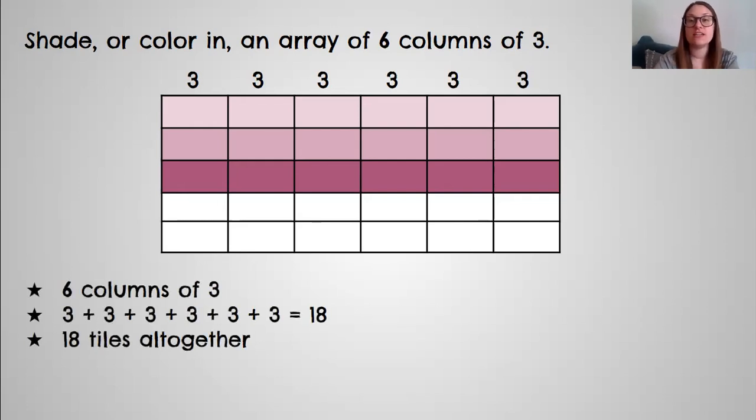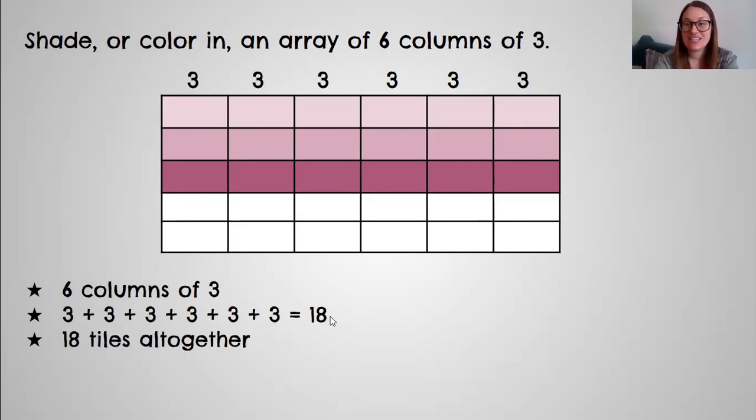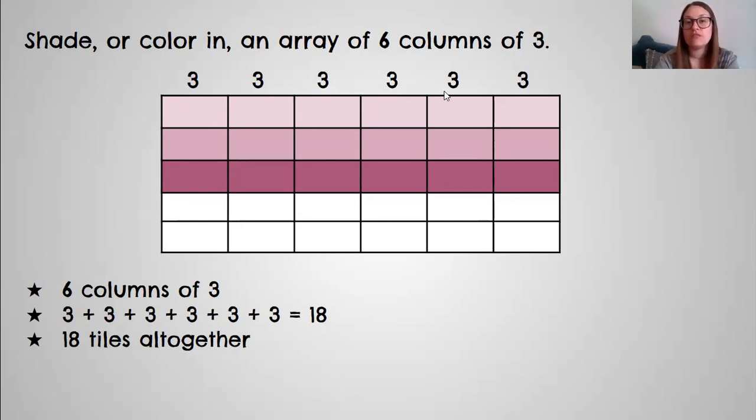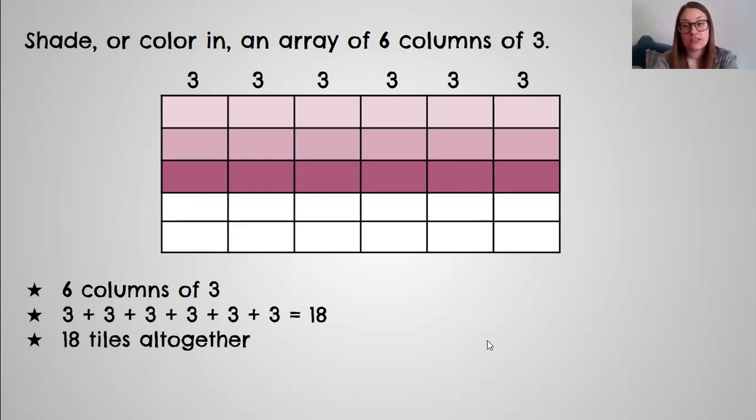Right. With our 6 columns of 3, it's 3 plus 3 plus 3 plus 3 plus 3 plus 3, and that equals 18 in all. So 18 tiles altogether. 3 plus 3 is 6. 6 plus 3 is 9. 9 plus 3 is 12. 12 plus 3 is 15. 15 plus 3 is 18. Or 3 plus 3 is 6. 3 plus 3 is 6. So 6 plus 6 is 12. Plus another 6 is 18. So that's one way to look at this array.